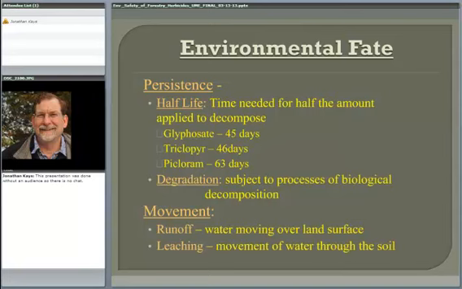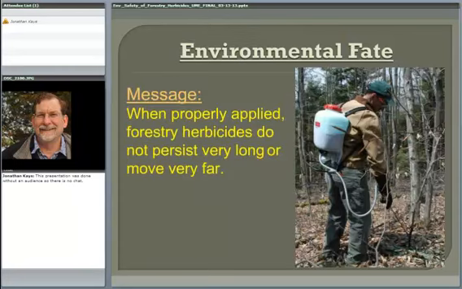And of course, leaching is another issue. Those materials are more leachable, of which Tordon is one of those. Picloram is the movement of water through the soil. I want to minimize that. We want them to be held strongly by the soil particles, so the more clay, the more likely that is to occur. So the environmental message here is, when properly applied, forestry herbicides do not persist very long or move very far.